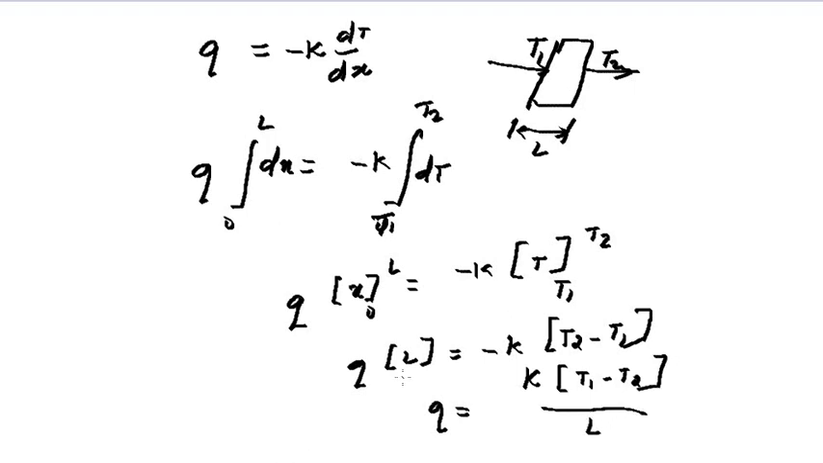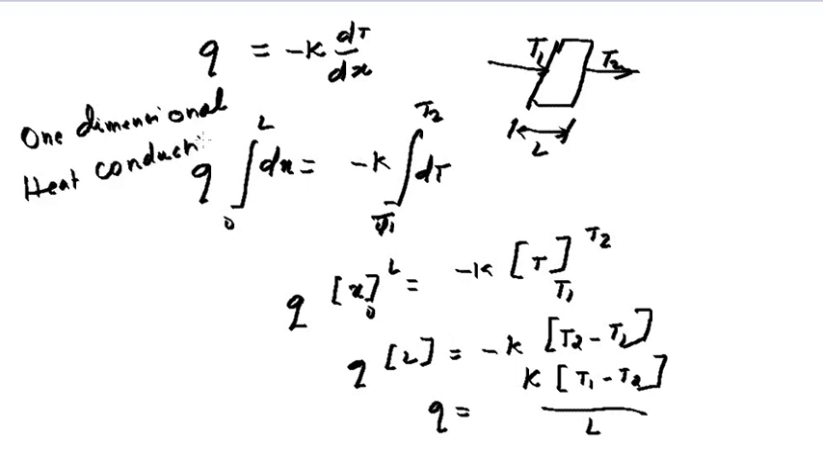This is the rate of heat flow through a material. This is one-dimensional heat conduction. This equation is given as one-dimensional heat conduction. We will move on to the next one.